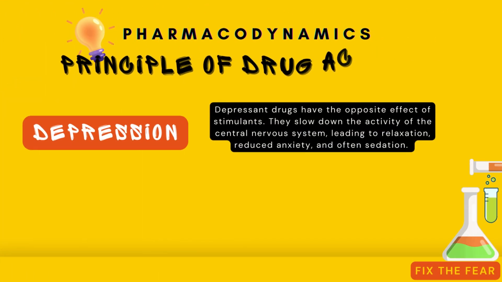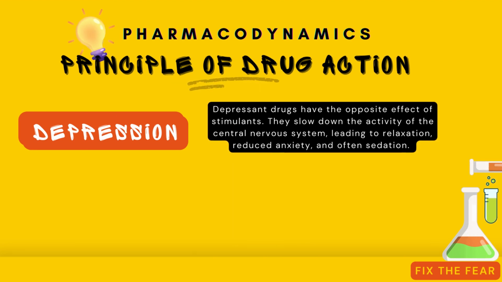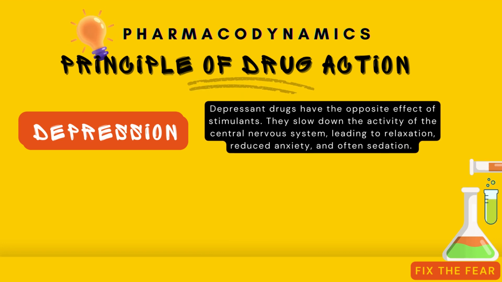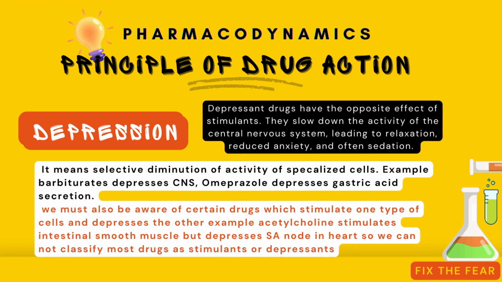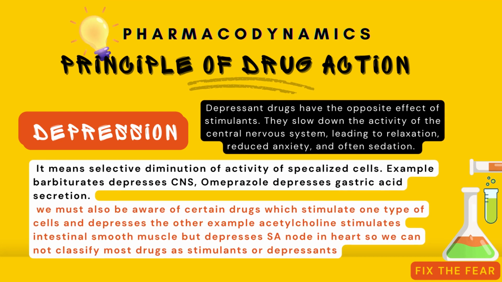The next principle of drug action is depression. These drugs have the opposite effect of stimulants. They slow down the activity of the central nervous system, leading to relaxation, reduced anxiety, and often sedation. It means selective diminution of activity of specialized cells. Example: barbiturates depress the CNS, omeprazole depresses gastric acid secretion.